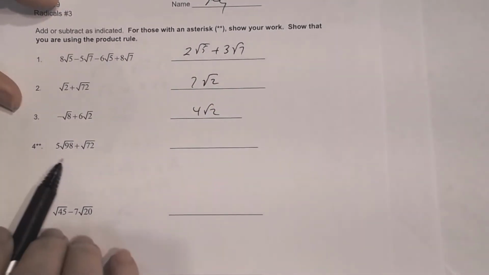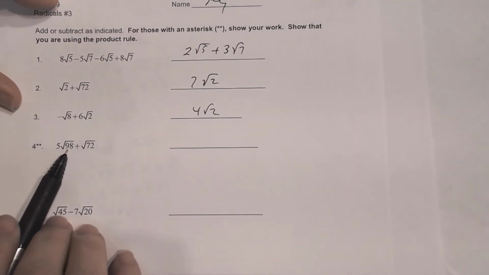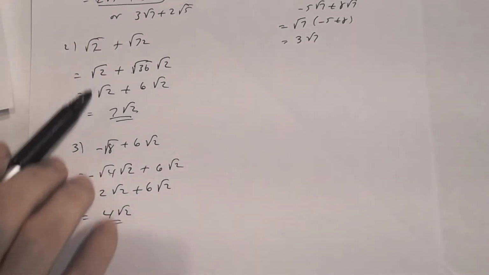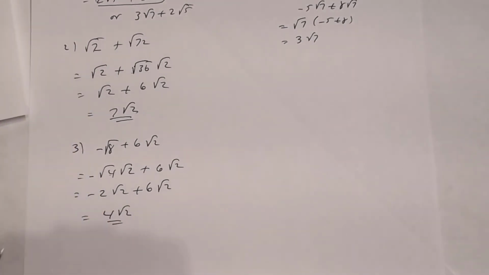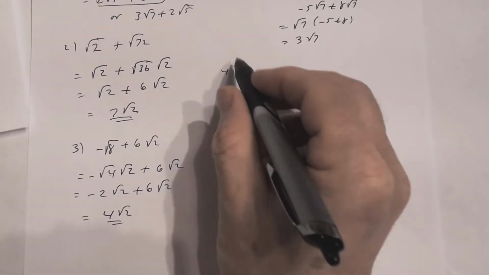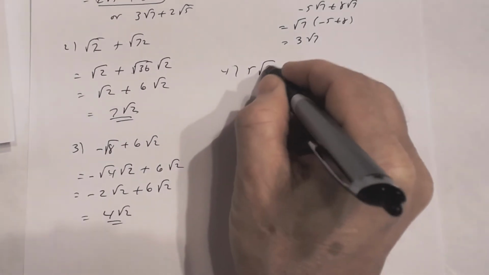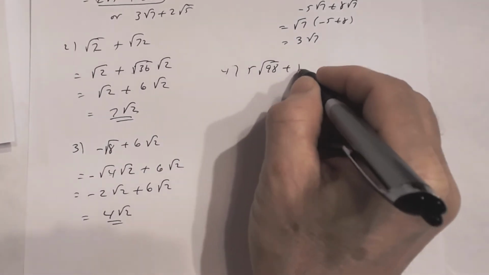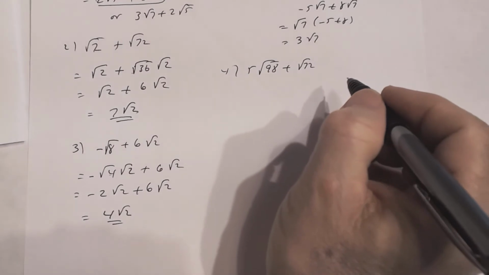All right, now number 4 has an asterisk, so I got to show the work. So even though the work you got to show is kind of like what we were doing here. So number 4, you have 5 square root of 98 plus square root of 72.